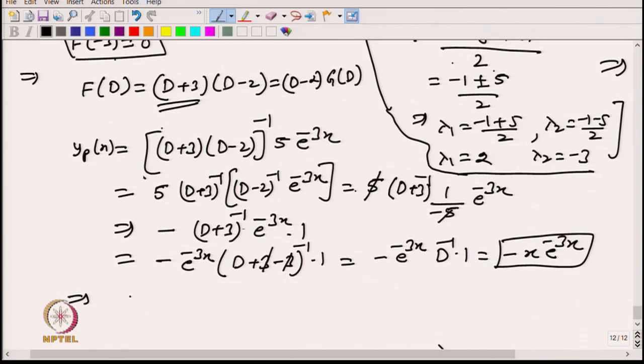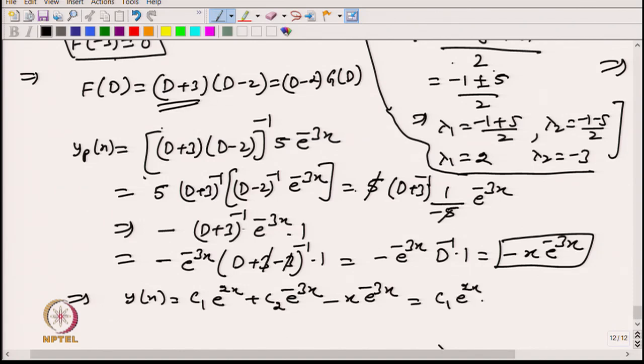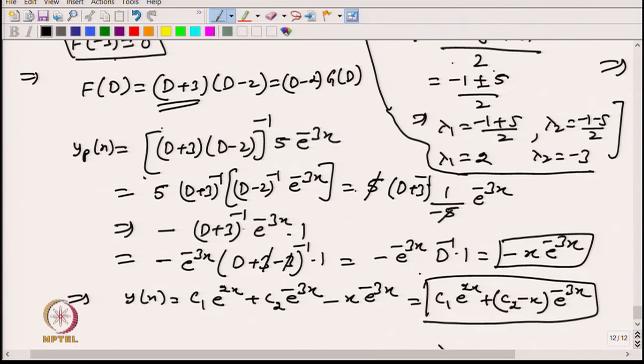So, from here I can write my general solution as C1 e raised to power 2x plus C2 e raised to power minus 3x plus y_p(x), so minus x e raised to power minus 3x. So, e raised to power minus 3x is also coming here, so this can be reduced to this form: plus (C2 minus x) e raised to power minus 3x. So, that is my general solution for this equation, where C1 and C2 are the arbitrary constants.